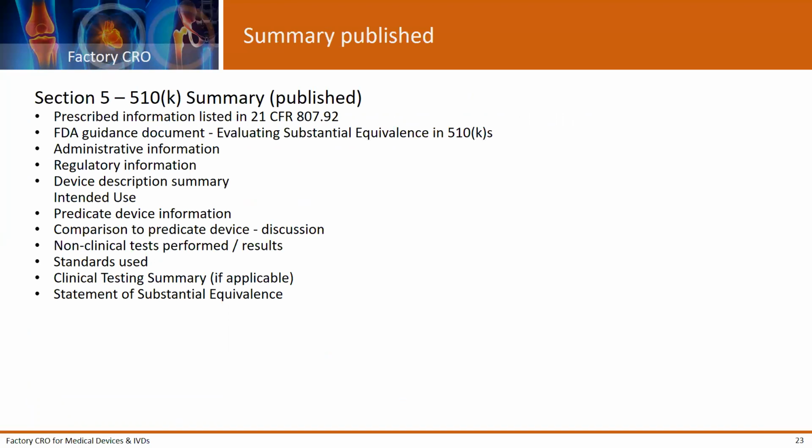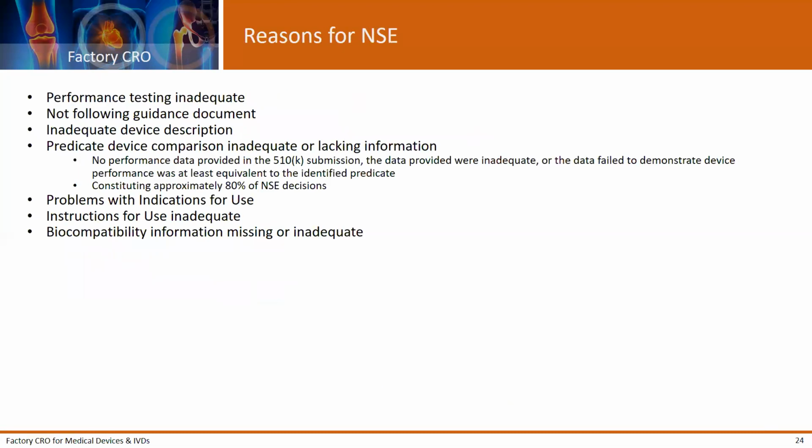It is important to understand that when you have successfully cleared your device through the 510(k) process, a 510(k) summary will be published on the FDA website. So there is some information regarding the device, the intended use, predicate device information, tests that have been performed, and standards that have been used, available publicly on the FDA website.